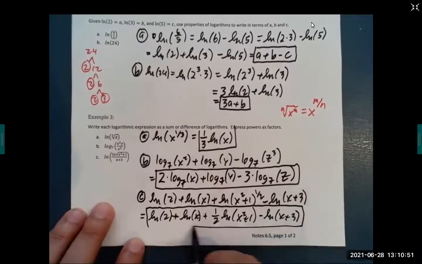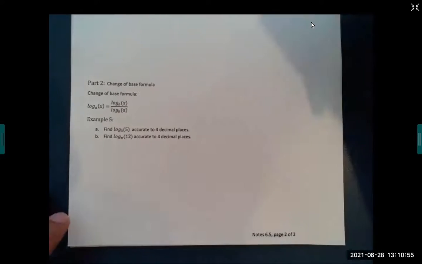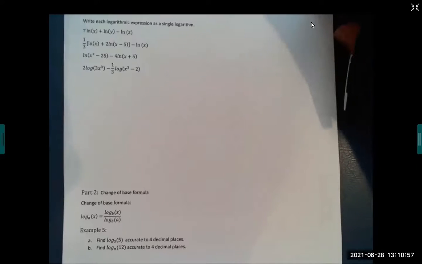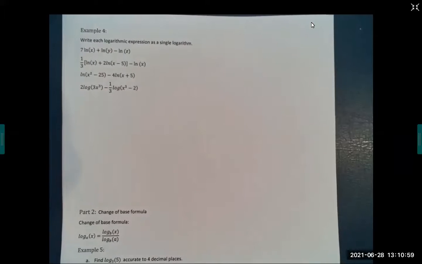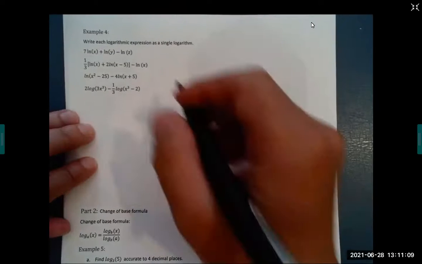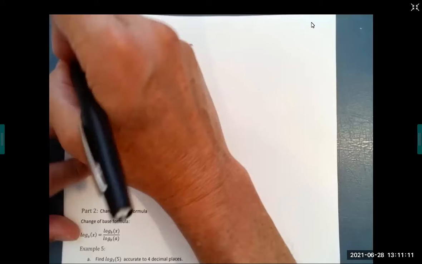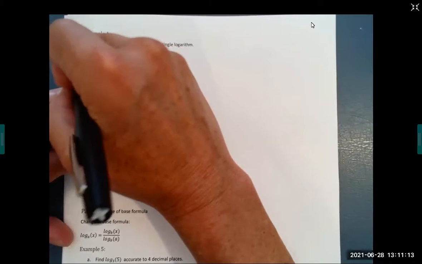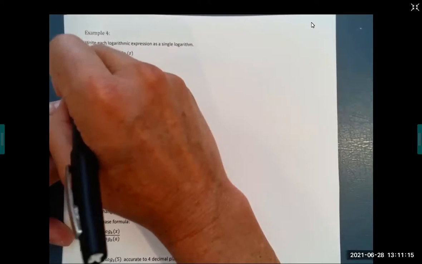All right. Page 2. Now we're going to go in the other direction. So make sure you keep these rules handy as we will continue to use them. Now we're going to go backwards. And I'll call this A, B, C, and D. So we'll start with A.